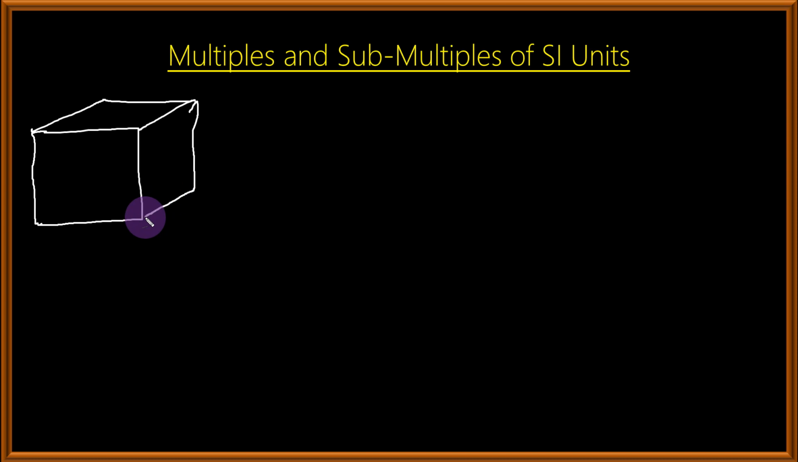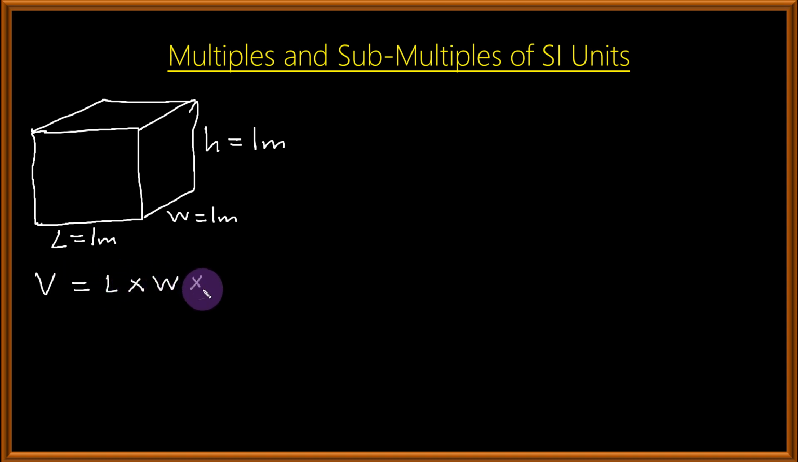The length, the width, and the height, each one of them is 1 meter. So we're going to have this length being 1 meter. The width is 1 meter. And the height is again 1 meter. So that if I want to calculate its volume, I will do length times width times height.